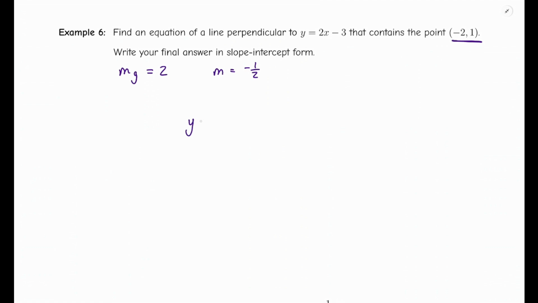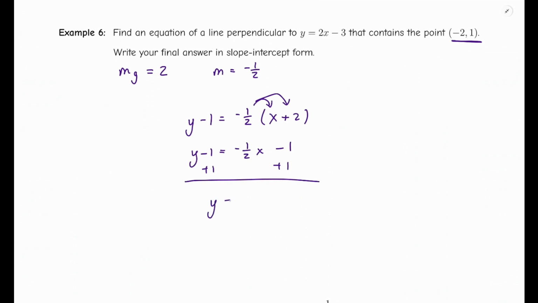So I get y minus 1 equals negative 1/2 (x minus negative 2), or plus 2. And then go ahead and solve for y, distribute the negative 1/2, add 1 to both sides, and we get y equals negative 1/2 x as our final answer.